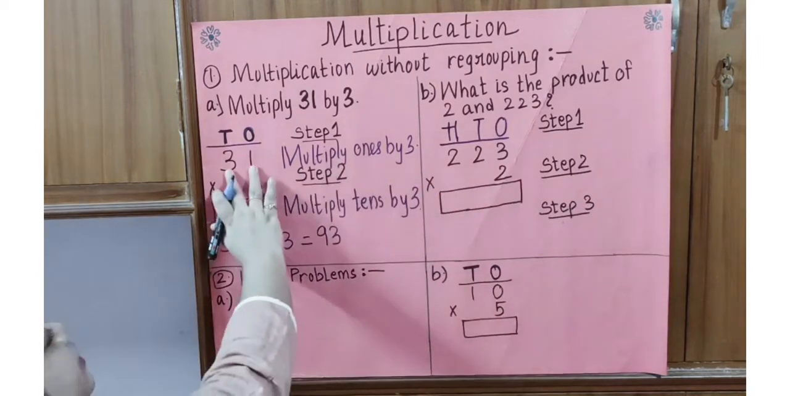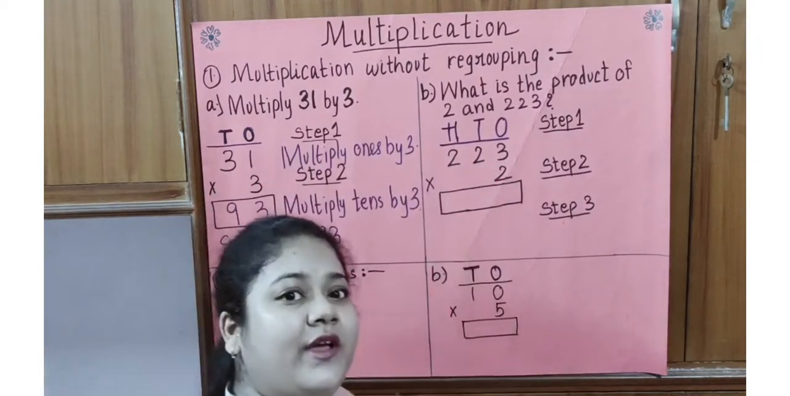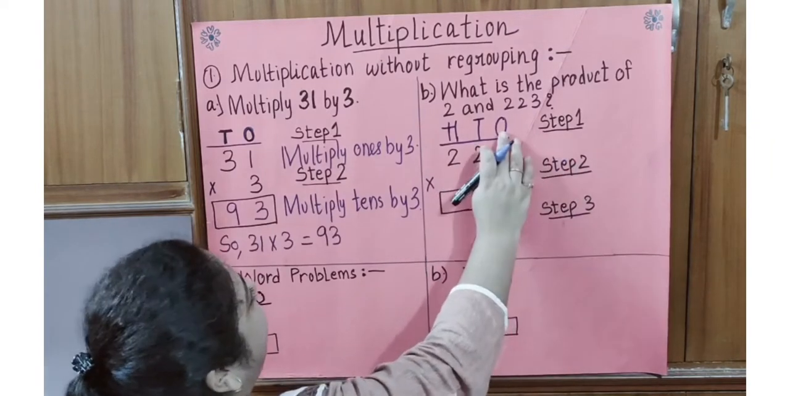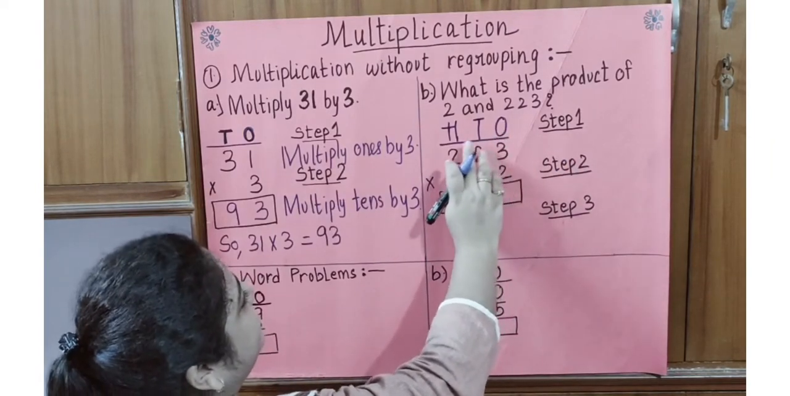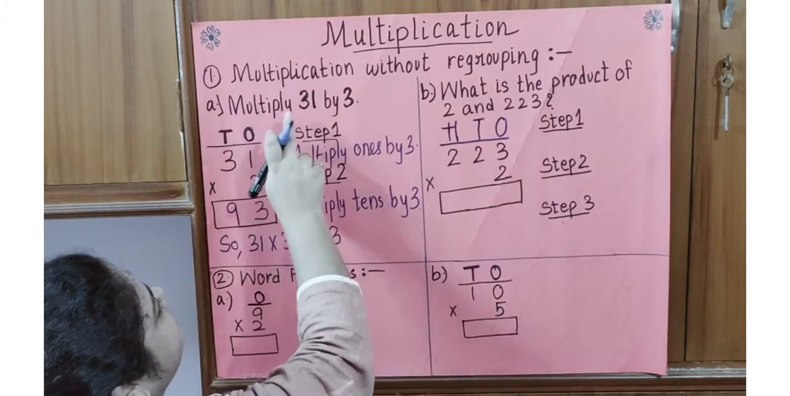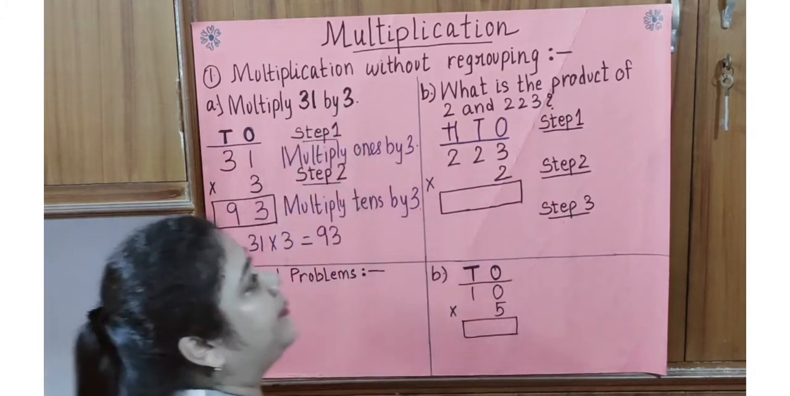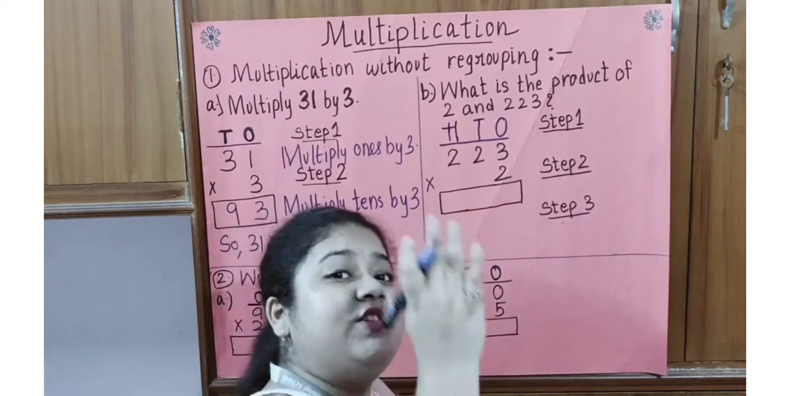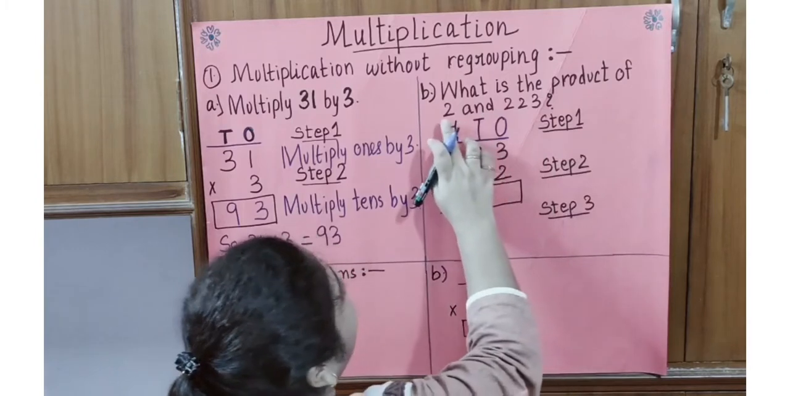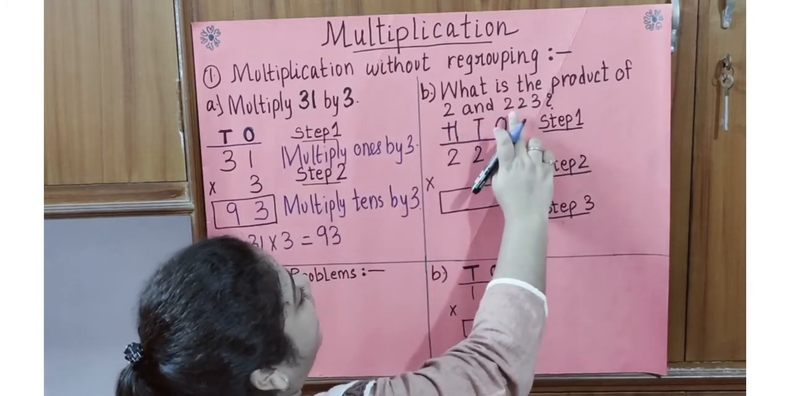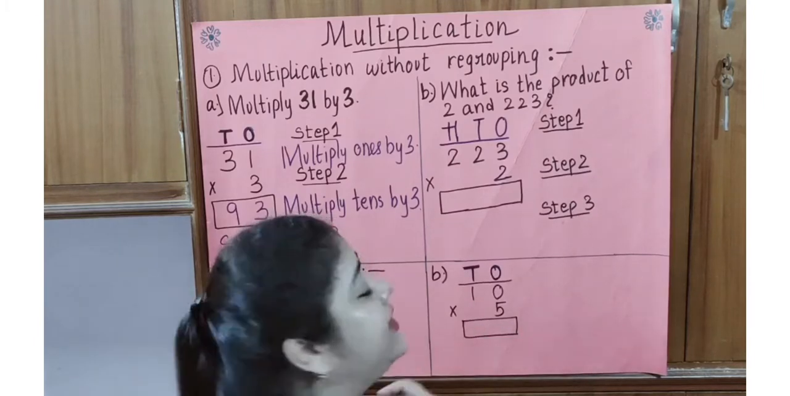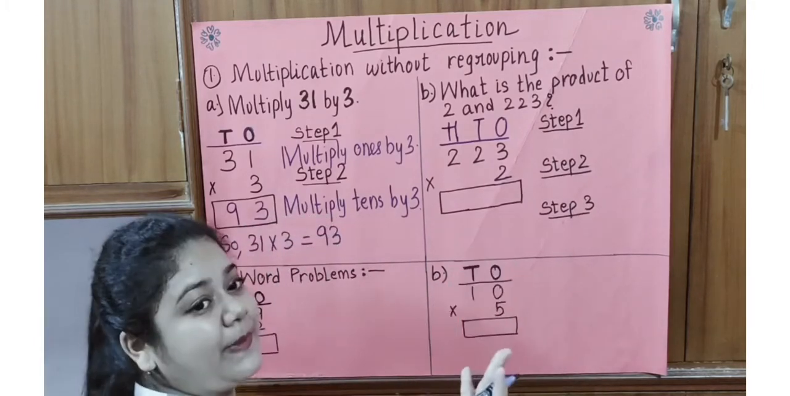Okay? Here we have 2 digit and here we have 3 digits. So see, we have here ones place, tens place and hundreds place. Look at the first question. It was multiply 31 by 3. But the question can also be in a different way, that is, what is the product of 2 and 223? So let's learn the second question, how to multiply.